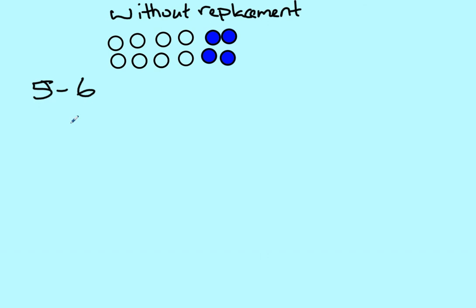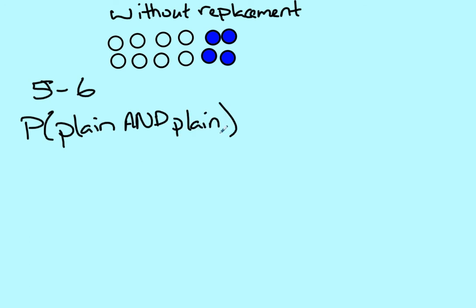Okay, number 5 says probability of plane and plane. So what it's saying is we want to pick one plane ball out, and then without replacing it, pick another one. The very first time we pick, we see how many plane are there. There are 8 out of a total of 8 plus 4 is 12. Right? And we're going to multiply.